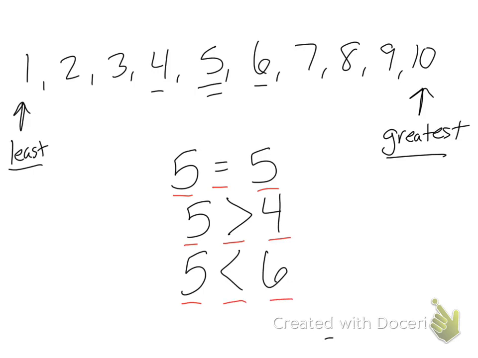The greater than and less than symbol is the same symbol, just pointed different ways. So we always face it so that the bigger end points to the bigger number. It helps to think about it as an alligator with teeth, okay? And the alligator is always going to face the bigger number because it wants the most food, okay?